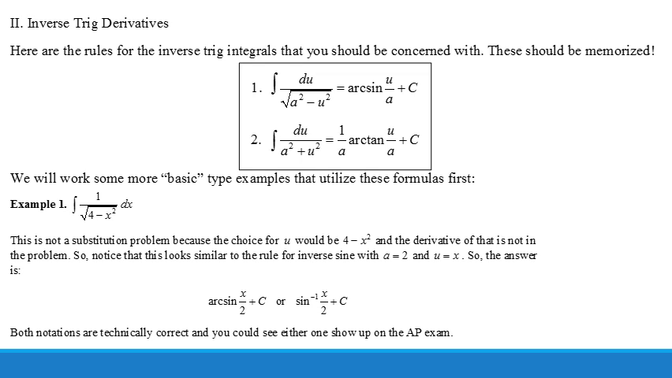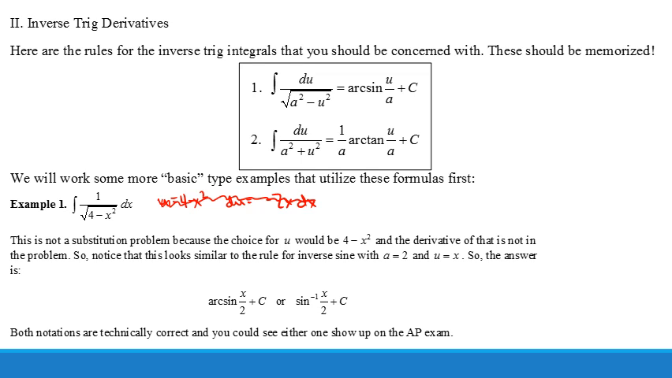So example 1 is the integral of 1 over the square root of 4 minus x squared. Okay, well, I should recognize that this is not a u substitution problem, because if I were to choose a u, really the only choice is 4 minus x squared, which would make du negative 2x dx. And I don't have the variable part of du in the original problem. So this is not going to work. I'm not going to be able to use a u substitution on this problem, and so I have to think about some other kind of method.